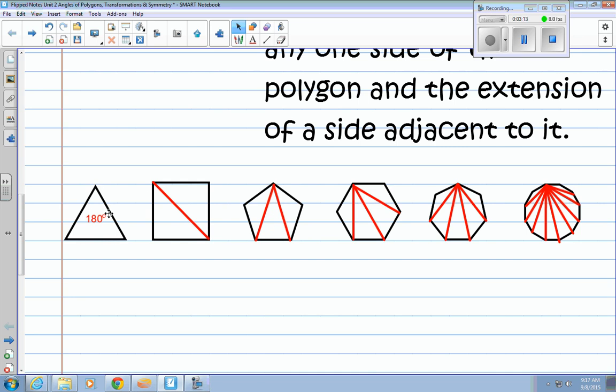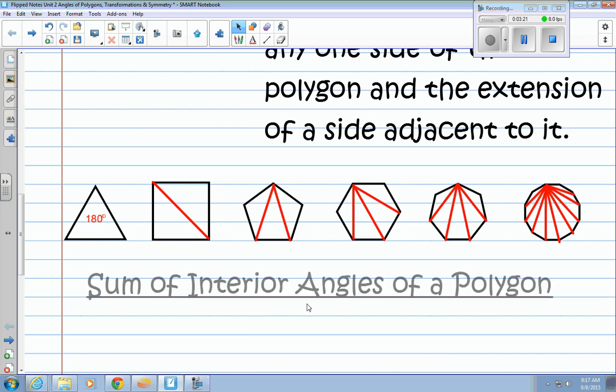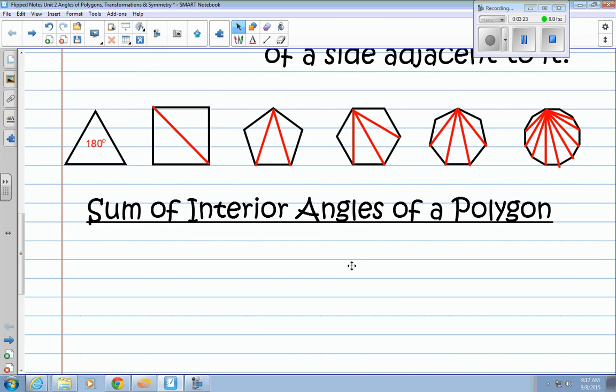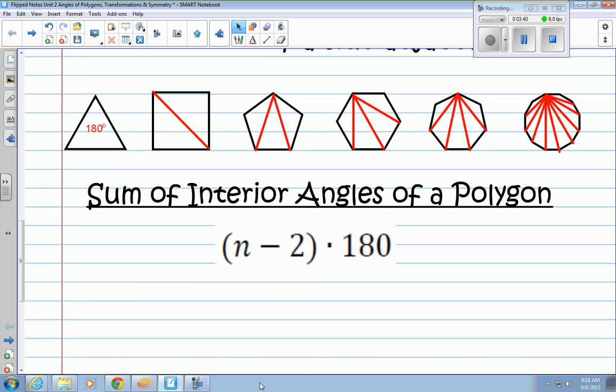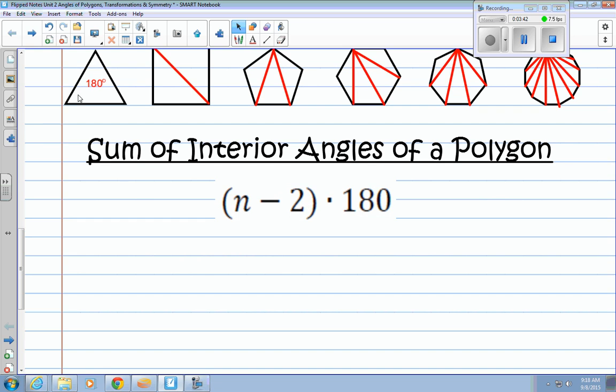So exactly like we're saying, in a triangle we create 1 triangle. In a quadrilateral, we create 2, and so on and so forth. So the sum of the interior angles of a polygon, any polygon, is always the number of triangles times 180. Or in other words, the number of sides minus 2, times 180. So this n always stands for the number of sides, 180 being the sum of the interior angles of a triangle, and then this being the number of triangles that we can form within that polygon.